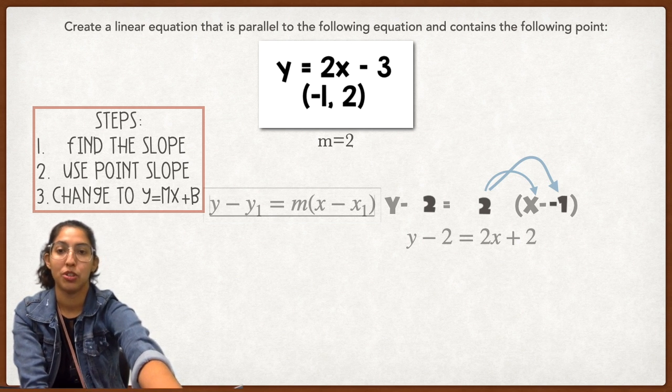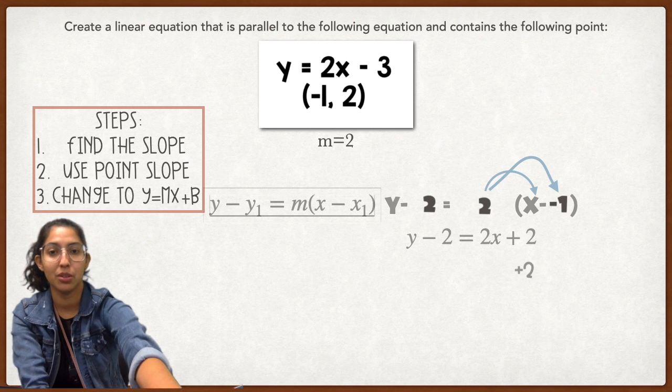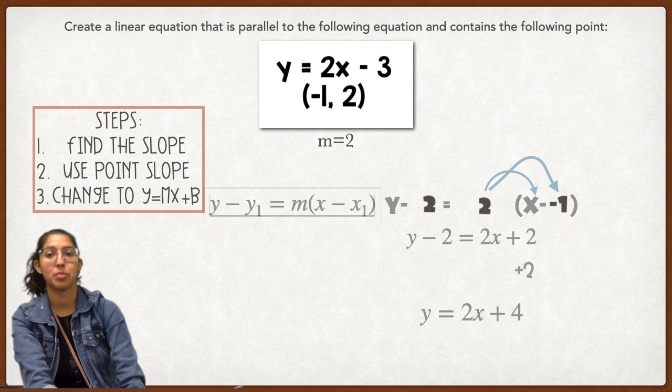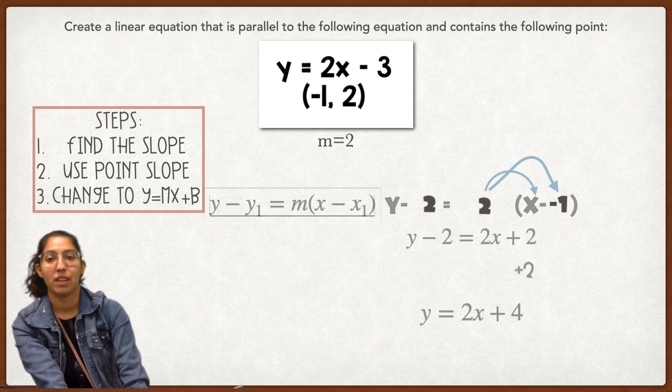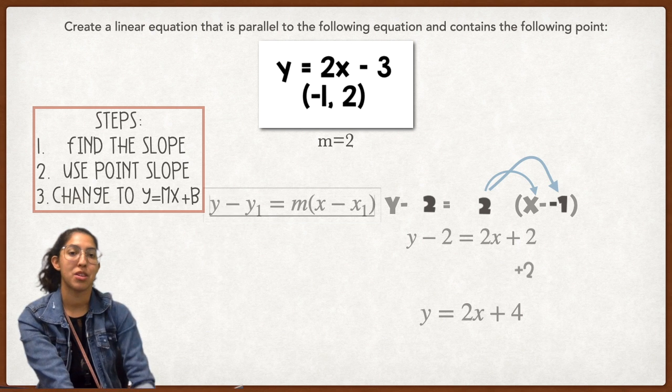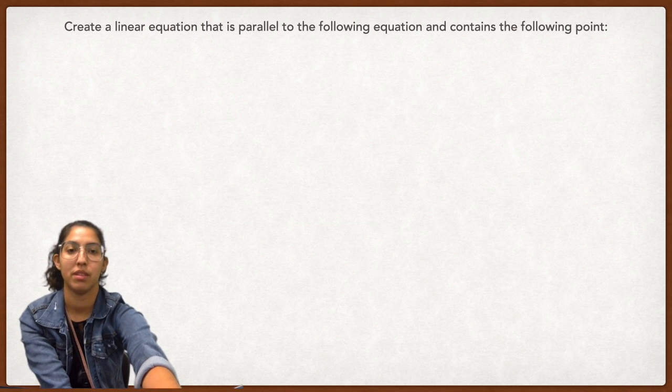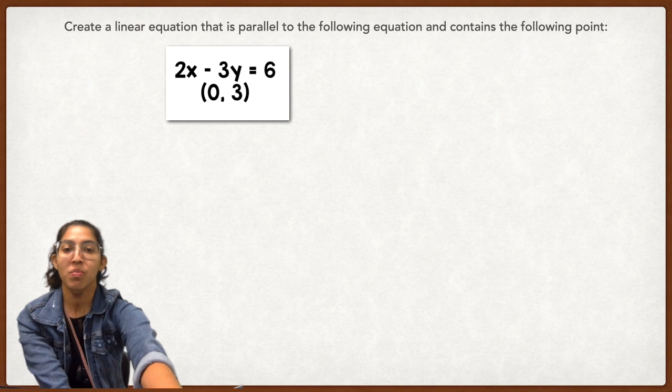And now we want to isolate y by getting rid of that -2. So we add 2 to both sides, or like terms. So y equals 2x plus 4. And that's really all there is to it. But let's go through one more example just to be sure. You never want to do something halfway.